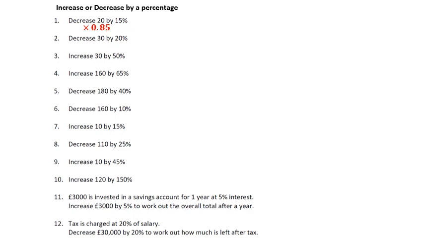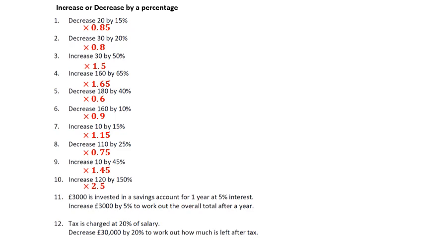To decrease by 15%, you need to multiply by 0.85. Think of it as you need to find out what's left, the 85% that's left over after you've got rid of 15%. Similarly, for 20%, you're left with 80%. If you want to increase by 50%, you start with all of it, and then you add on another 50%, 150% or 1.5. The next one is an increase from 100% to 165%, so 1.65. If you decrease by 40%, you start with all of it, and you lose 40% of it, you're left with the remaining 60%. And the rest are similar. You can look through these at your leisure.